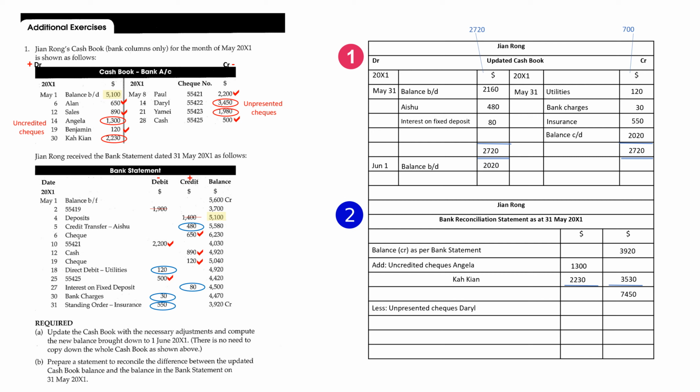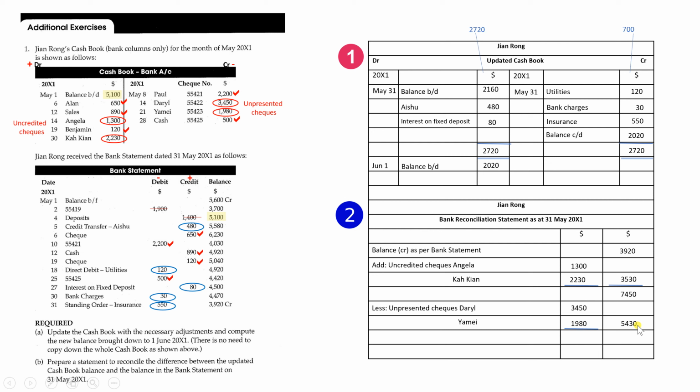So let's do unpresented check Daryl. Over here we have to include all these, 3450 and 1980. 1980 is for Yamei. So draw the line. Add up these two, 3450 plus 1980, you have 5430. Sorry, I forgot to mention that over here, because it's less, it would be advisable that you put a bracket here, which I forgot to put. Bracket 5430. You need to put a bracket here, 5430.